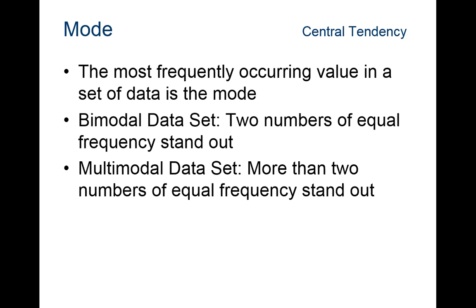There could be no mode where all of the values occur each just a single time, but the mode is the most frequently occurring value. Sometimes more than one number can occur the same as another, and if there's two numbers that occur the same amount of frequency, then that's a bimodal set. If there are more than two numbers that have equal frequency and is the most, then we call that a multimodal set.